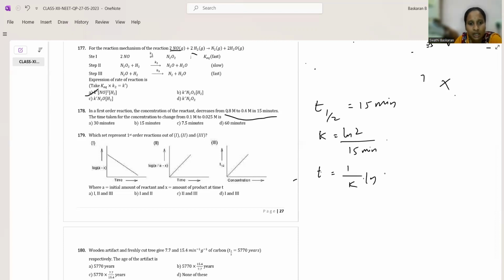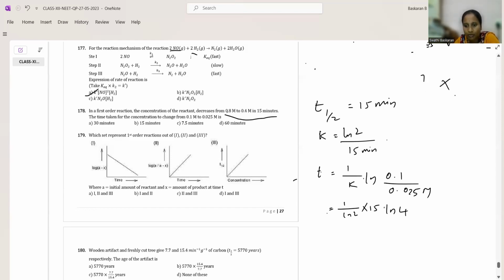So ln 1 m, that is 0.1 m divided by 0.025 m, right? So now you know the K value. What is the K value? Substitute. K value is ln 2 by 15 minutes. So if you substitute ln 2 by 15 in place of K, you will get ln 2 into 15, and if you simplify these two, 0.025 and 0.1, it will become 4. So you will get ln 4 here.